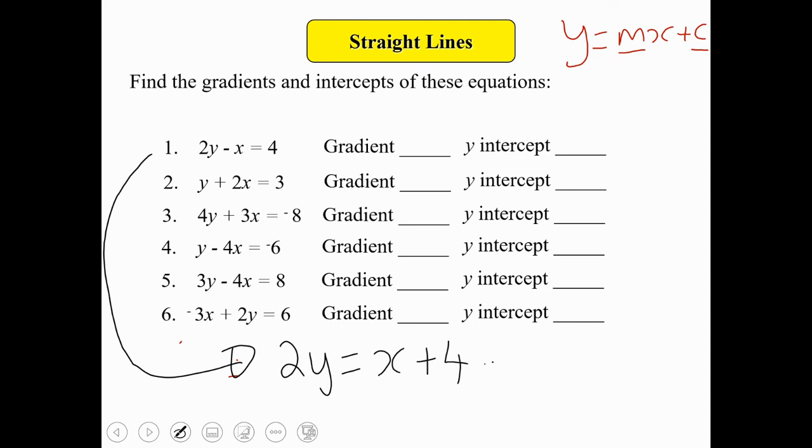If I divide everything by 2 now, that would give me y is equal to a half x plus 2. So my gradient would be the coefficient of x, a half, and my intercept would be 2. And that's how you do the first one. Have a go at questions 2, 3, 4, 5, and 6. So please pause the video, have a go, then press play when you're ready to carry on.